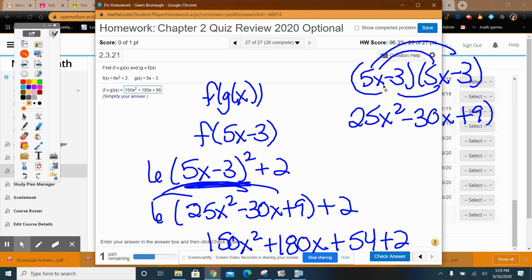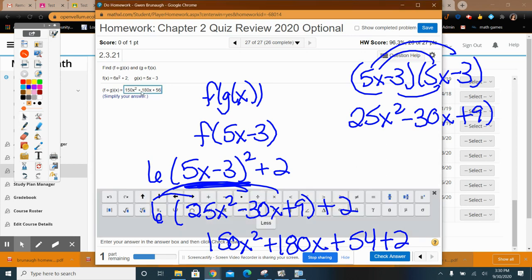25x squared minus 15 minus 15, that's minus 30 plus 9. 6 times 25 is 150 minus 180x. 6 times 9 is 54 plus 2. There it is, minus 180x. I had a sign mistake, guys. Negative 30 times 6, this should be a negative 180x.